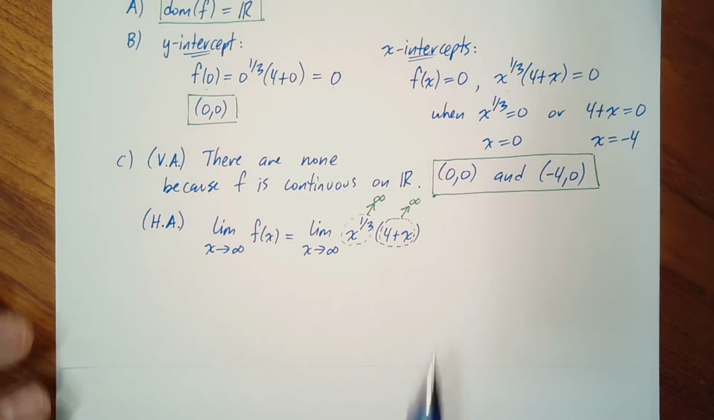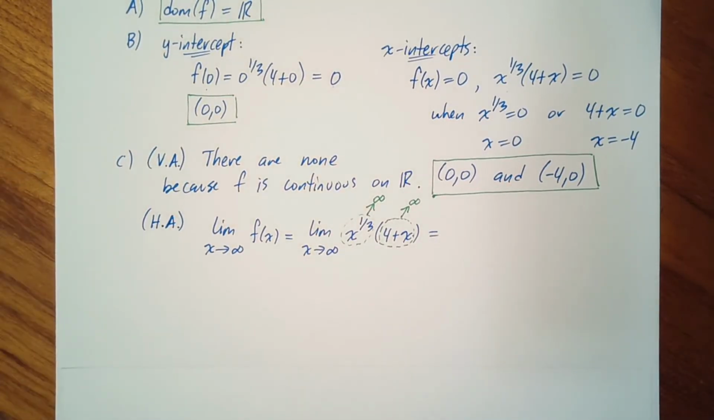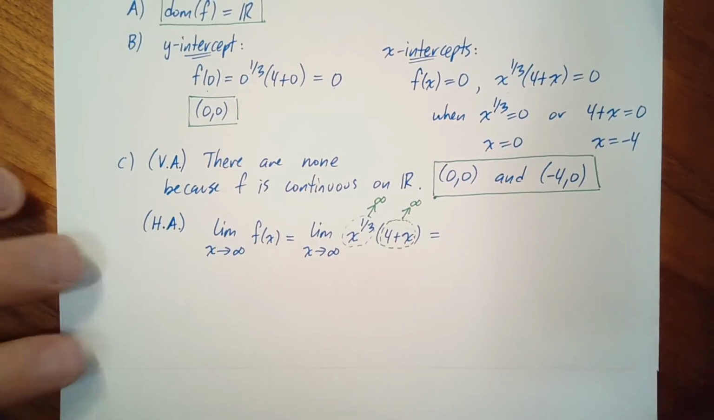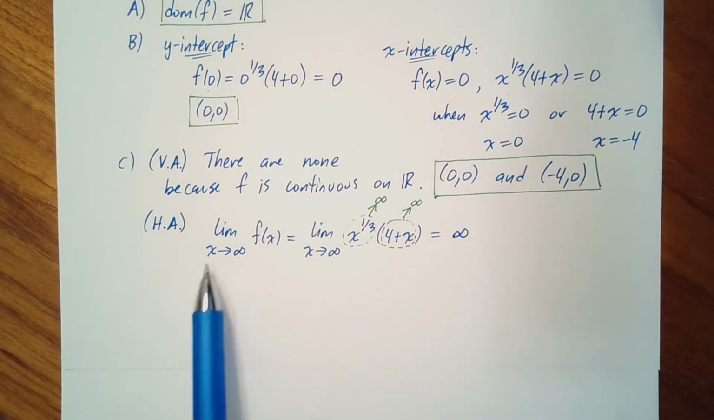So you have the product of two factors, both of which are getting arbitrarily large in magnitude. Well, that means the product is also going to become arbitrarily large in magnitude. So this limit is either going to be positive infinity or negative infinity. And since both factors are going to positive infinity, you've got no negative factors appearing, so the result is going to be positive as well. So this limit is going to end up being positive infinity.